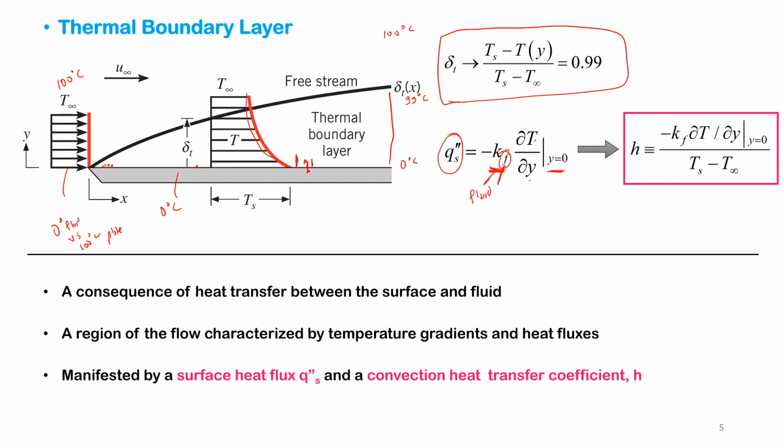And we define the local convection heat transfer coefficient as the ratio of q_s double prime divided by delta T. So delta T here is T_s minus T infinity. This is delta T, and this is our heat flux at the wall. So the ratio of the heat flux to delta T is the official definition for h. Okay?